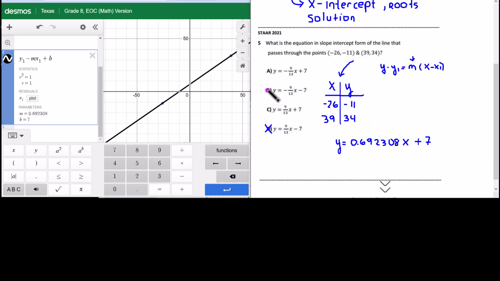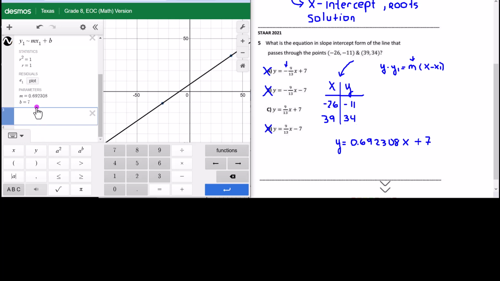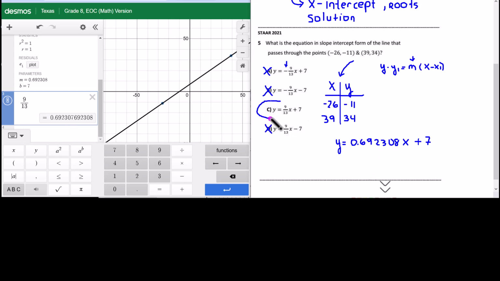and cancel letter D, and I can also cancel letter B. Okay, that leaves me these two here, and if you can see right here, the slope is positive, so I know I can eliminate letter A as well, because here it says negative. Okay, also, if you still have a question, you can also write 9/13 on the calculator, just to verify that our slope matches, and it does. So with certainty, I know it's going to be letter C.